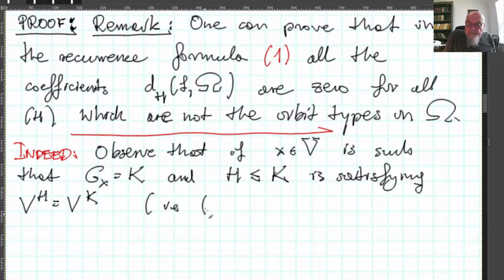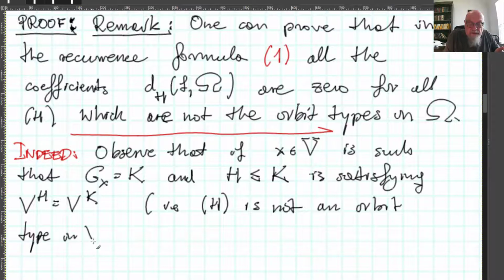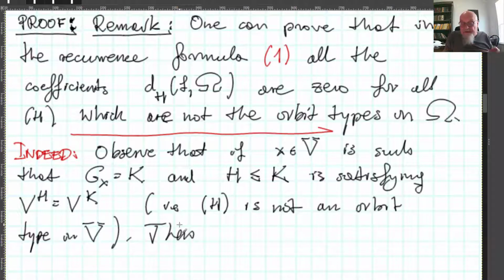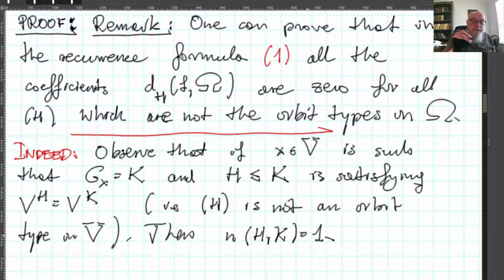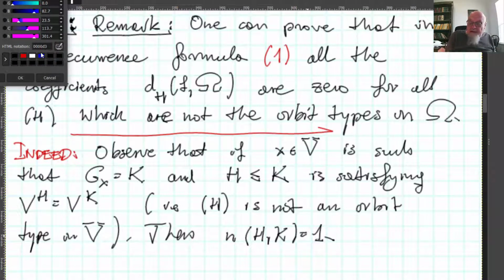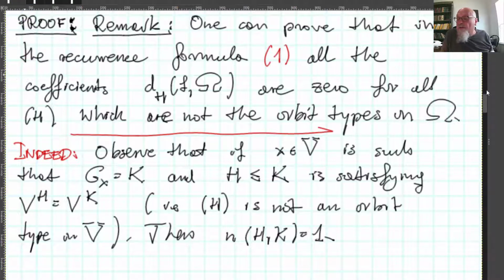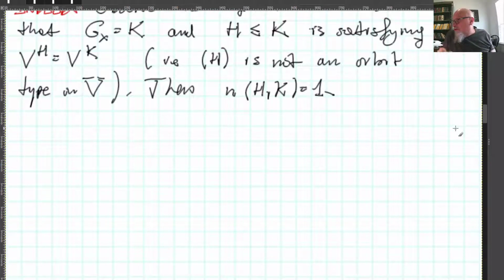So that means simply H is not an orbit type in V. Then what I want to show is basically that this number NHK must be in such a case equal to 1. Indeed, let's do it. I will use blue for this little proof.